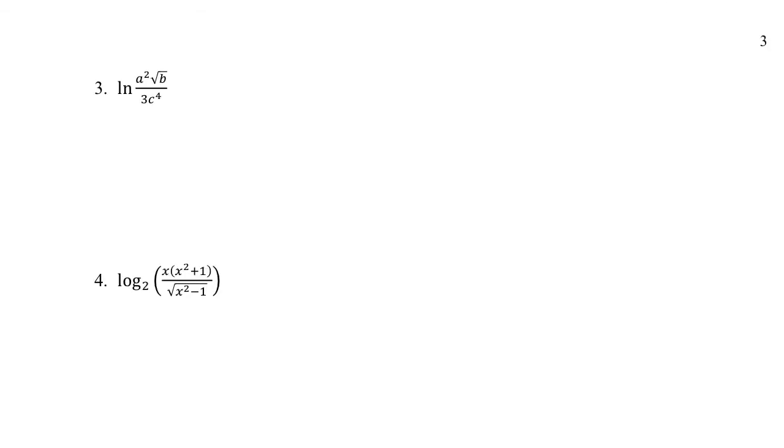For number 3, we're taking the ln of a squared times the square root of b divided by 3c to the 4th. So the first thing you want to do is anytime you have a radical, you want to rewrite that as an exponent. So this will be the ln of a squared times b to the 1/2, because I know the square root of b is the same as b to the 1/2, divided by 3c to the 4th.